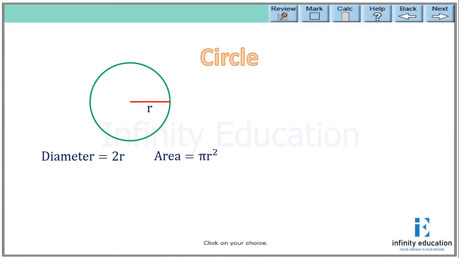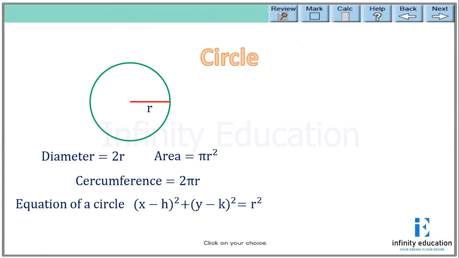The area formula of a circle is pi r square. The value of pi is fixed, that is 3.14 or 22 by 7. Circumference equals 2 into pi into r, again with pi as 22 by 7 or 3.14 and r being the radius.